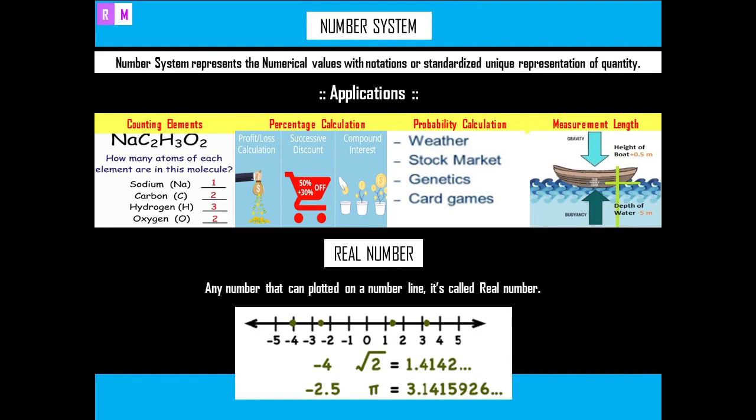As we know, any number can be plotted on a number line or graph paper, with respect to the x or y axis, and that is a real number. That means it can be 0, 1, 2, 3, -2, -3, -4, any negative number. Root 2, which equals 1.4142, the value of pi, anything that can be plotted on our graph paper is a real number.